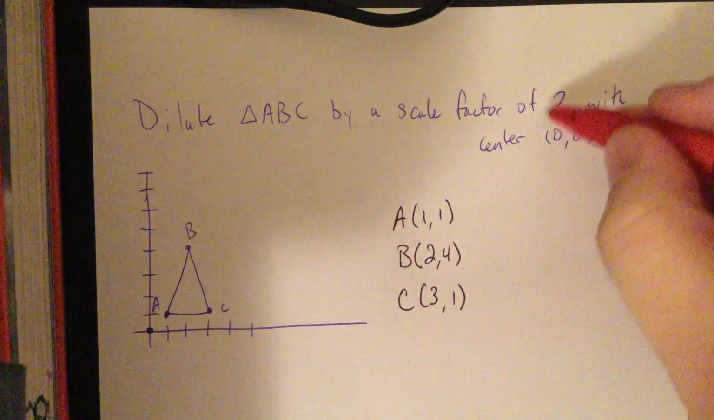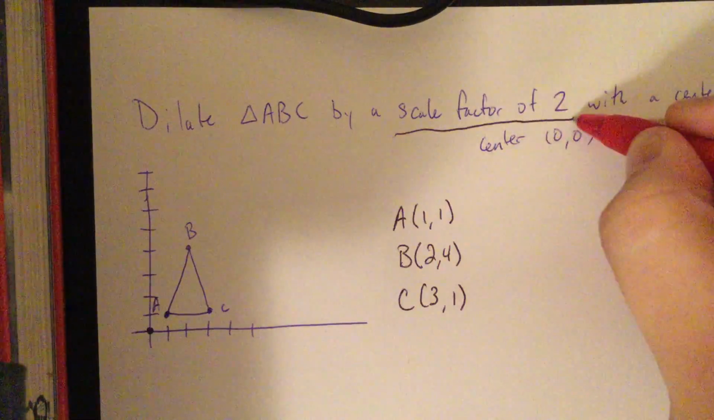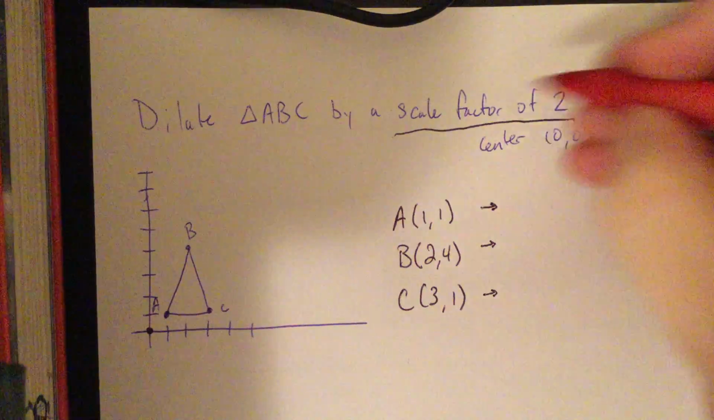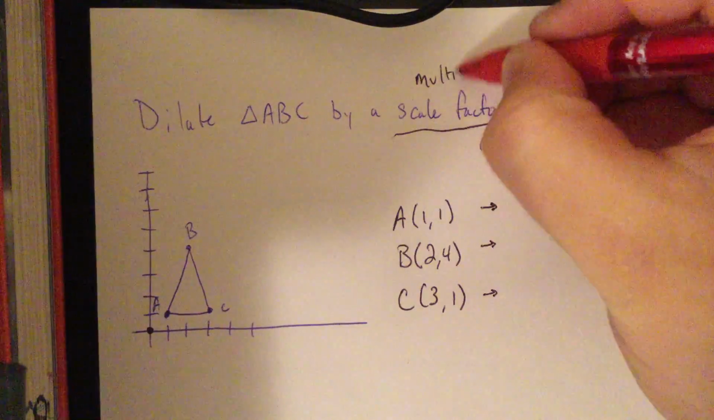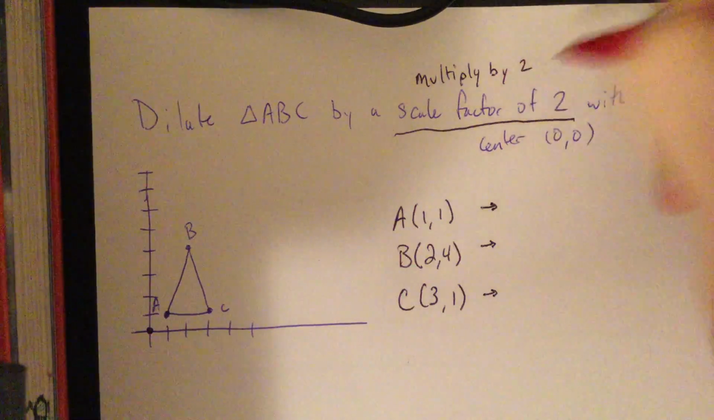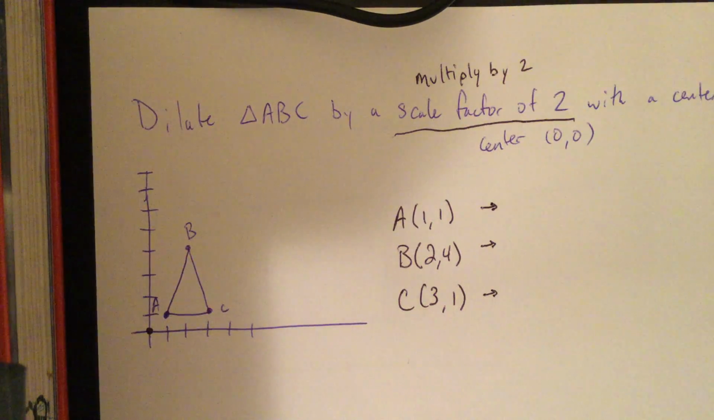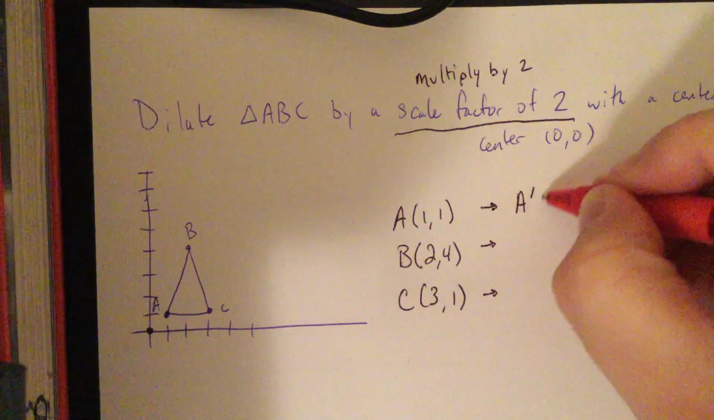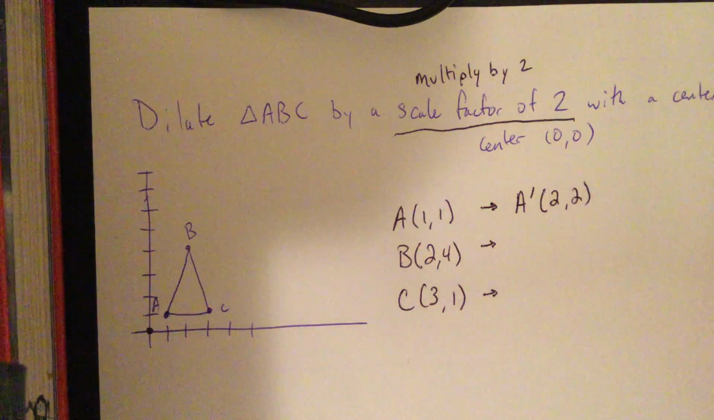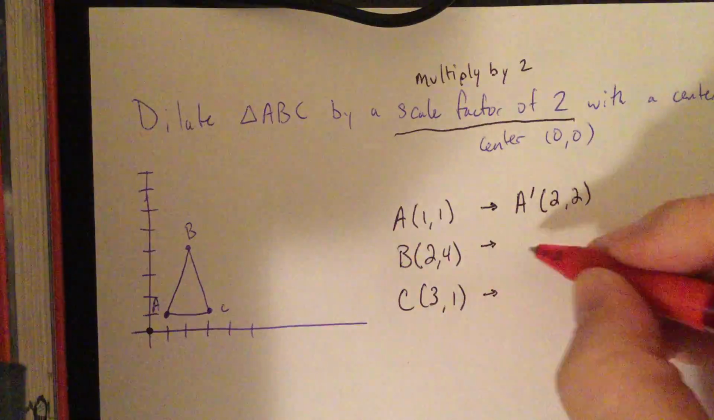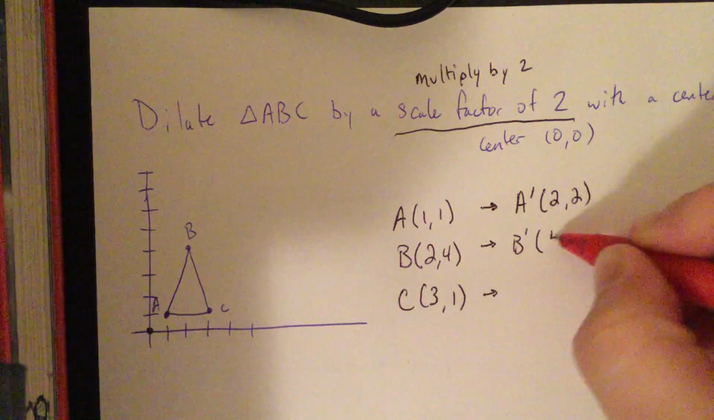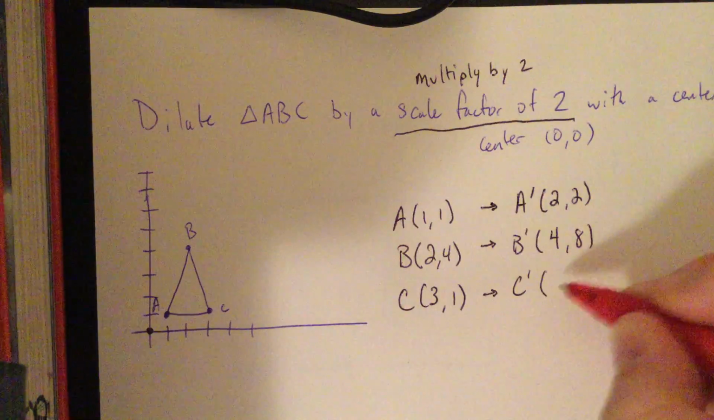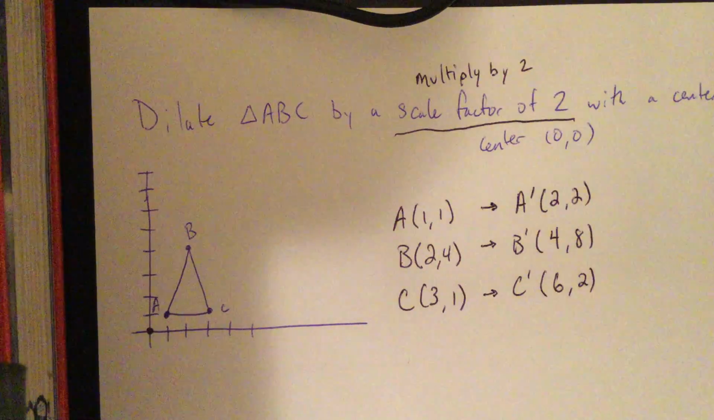Now since our scale factor is 2, that means our transformation says multiply by 2. Okay, so A is 1, 1, A prime is 2, 2. B prime is 4, 8. C prime is 6, 2.